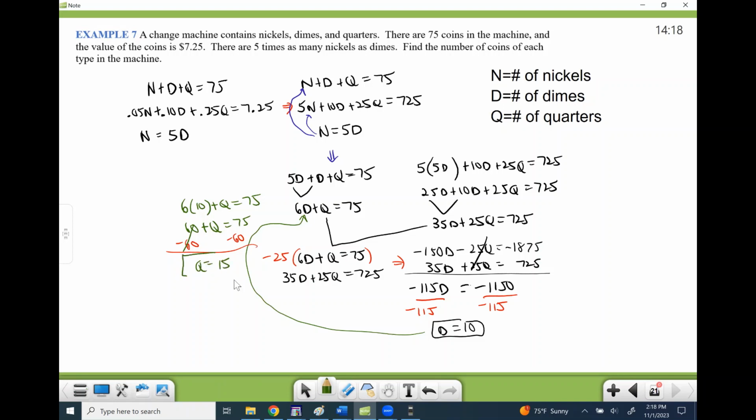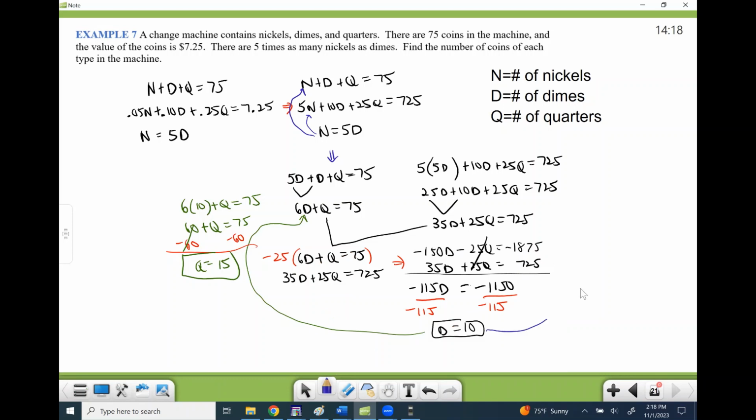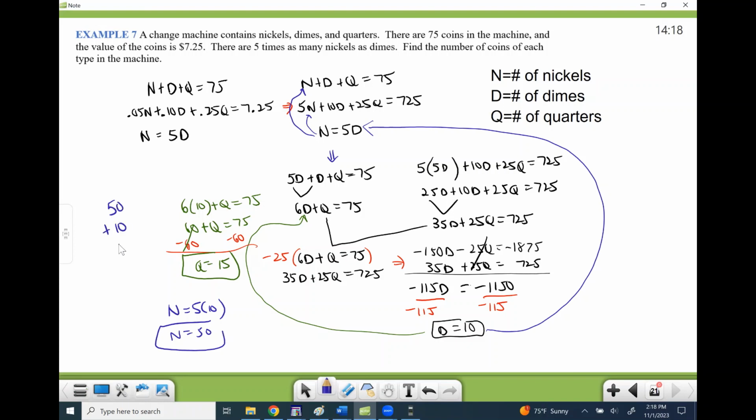So there's 15 quarters. And I'm going to take that D and substitute it again into what I think is the easiest equation. Remember, there were 5 times as many nickels as there were dimes. So let's do 5 times 10. And that's going to get us that the nickels were 50. Now we know we have 75 coins total. If we take the 50 nickels plus the 10 dimes plus the 15 quarters, we get 75. So we have the proper amount of coins.